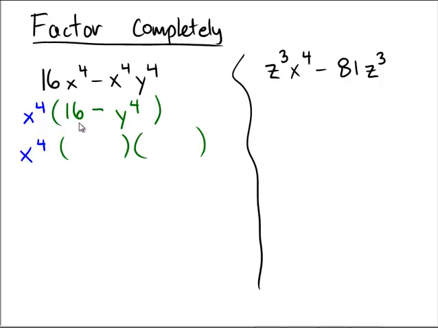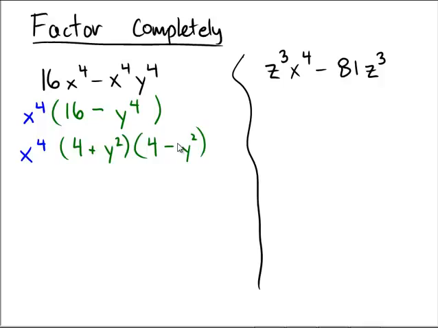The square root of 16 is 4, so I'll put that here and here. The square root of y to the fourth is y squared, so I'll put that here and here. And then I'll put a plus and a minus. That completes applying the difference of squares formula, or the conjugate binomial product.